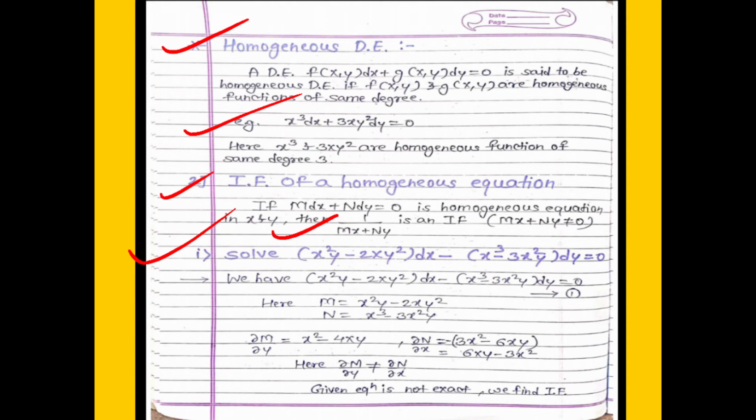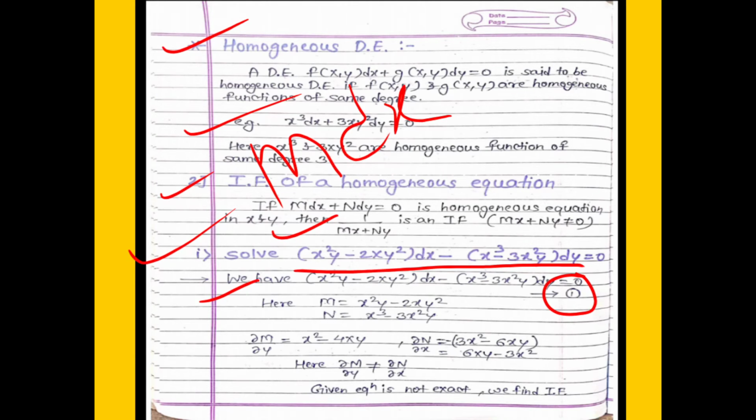So the question is: solve (x square y minus 2xy square) dx minus (x cube minus 3x square y) dy is equal to 0. This is our question. As usual, we will write our given question as it is and name this as equation number 1. Then the term which is nearer to dx will be M and the term which is nearer to dy will be N. And we are following the format M dx plus N dy is equal to 0.